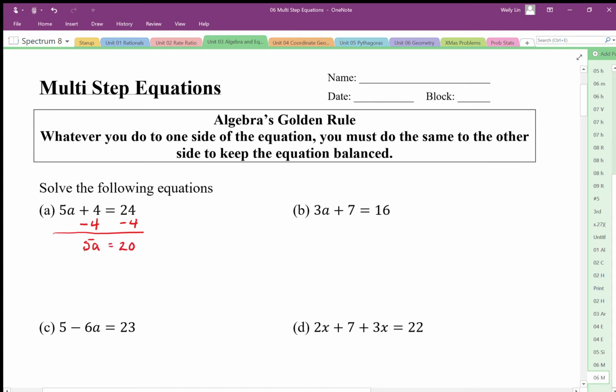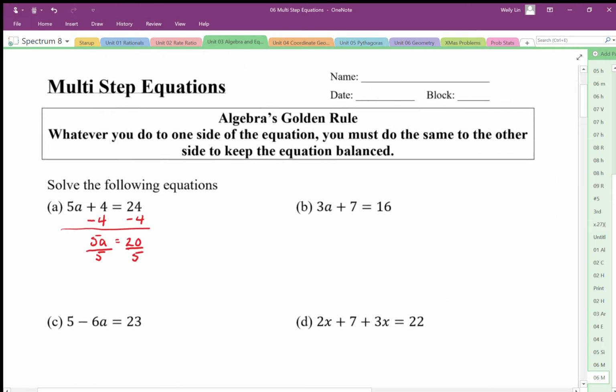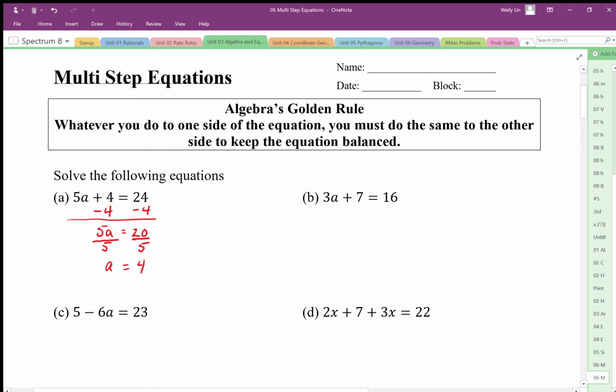Okay, I need to undo the times 5 with the divide 5, so there's my opposite, there's my balance. Okay, and then solving for the a, I end up with a equals 4. So there's my solution. I can always check by substituting in: 5 times 4 plus 4 is 24. That's correct. So the order that this needs to be done, really there's no set order in that.